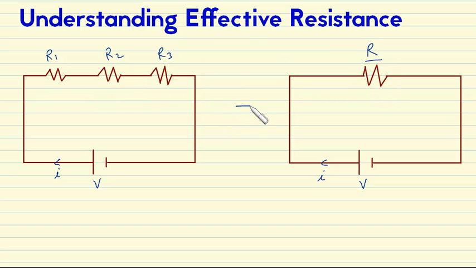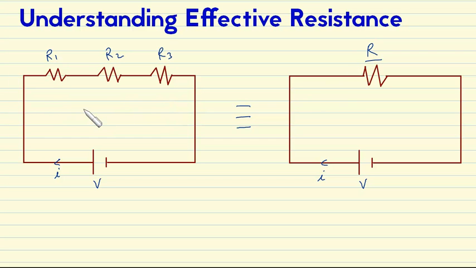Effectively both these circuits are the same, because both of them are drawing current I from the battery, and replacing R1, R2 and R3 by a combined resistance R won't make any change at all. So the effective resistance of these three resistors is R, because if we replace them with a single resistance, there is no change in the circuit. So this was the case of a series circuit.